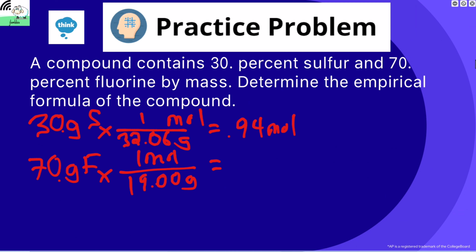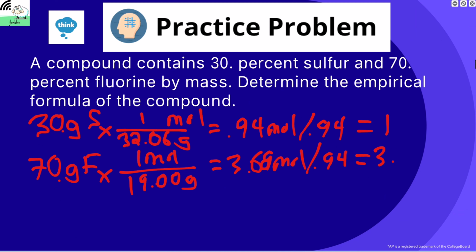We're going to take 70 and we're going to divide that by 19. And we end up with 3.68 moles. All right, 3.68 moles. The next step is to divide by the smallest mole number. So we're going to divide each of these by 0.94. So that number is going to be 1. And we end up with a mole number of around 3.9.